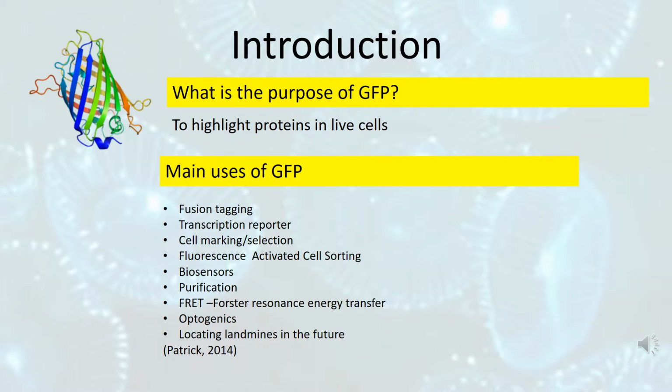Cell marking selection. Expression constructs like plasmids often include GFP as a marker to help identify which cells have successfully taken up their plasmid.